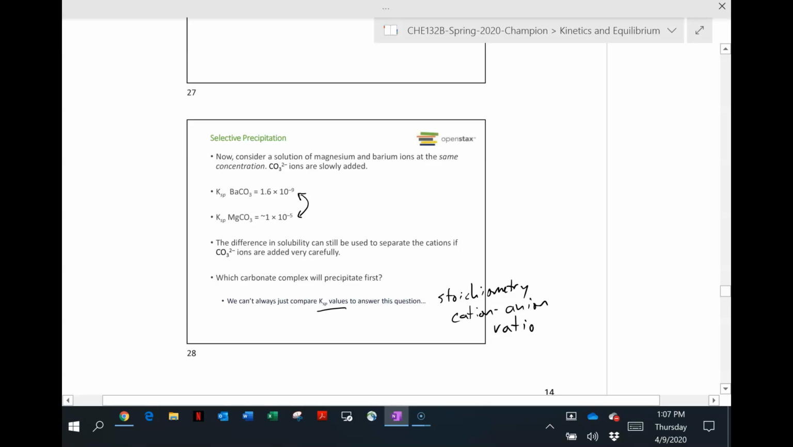But basically what you're going to do, if you're trying to figure out which one's going to precipitate first, and assuming the concentrations of those ions are the same, basically we're going to write your KSP value here as barium 2 plus times carbonate 2 minus. So if we solve for carbonate in this case, we're going to get 1.6 times 10 to the negative 9th. That's the KSP for the barium over the barium ion.